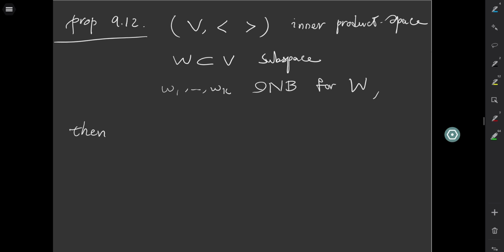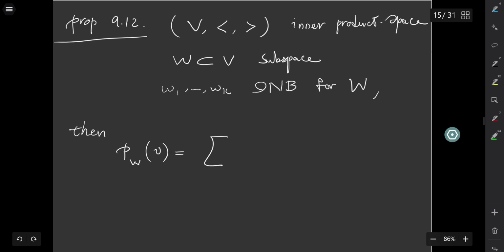Let us now discuss proposition 9.12. It's a very, very important proposition. It's saying that V is an inner product space, and we have W a subspace. We consider W1 till Wk an orthonormal basis for W. Then this map that we are defining, PW, such that for any vector V it is given by the sum of the inner product of Wi and V times Wi, for i equal to 1 till k, is an orthogonal projection.